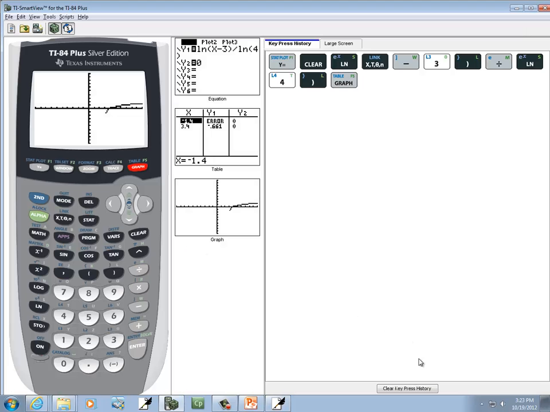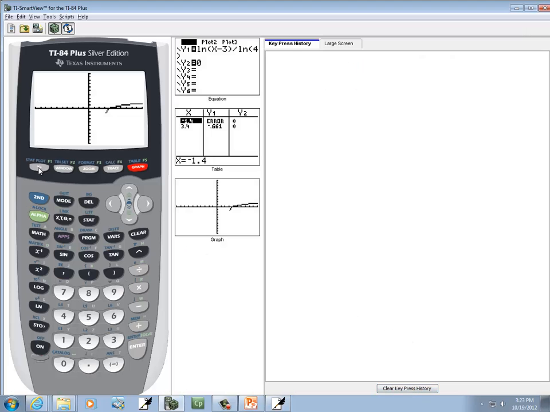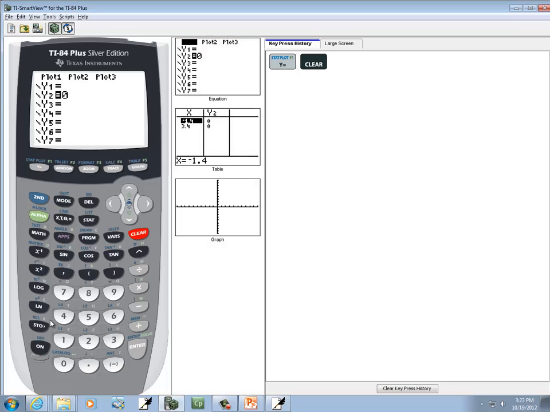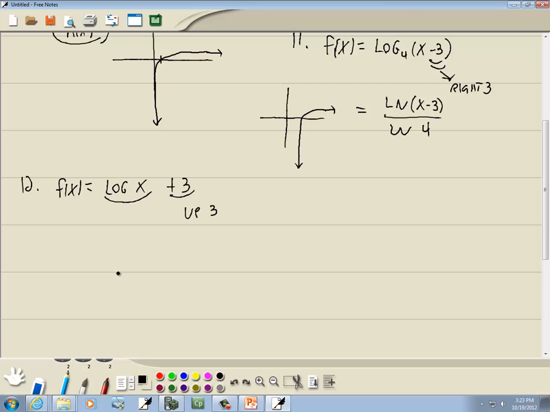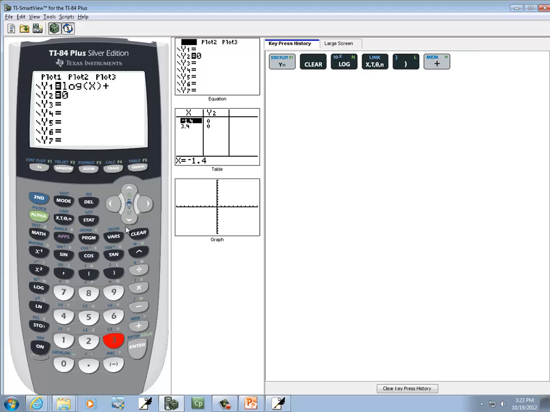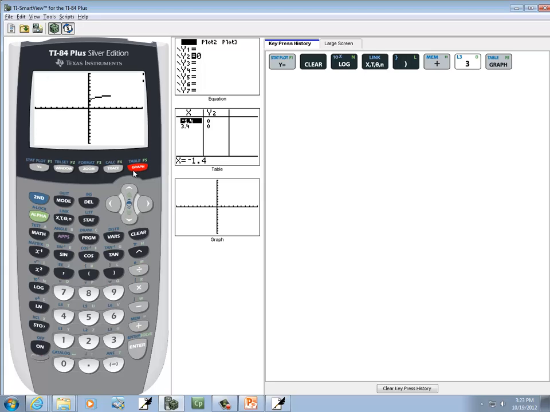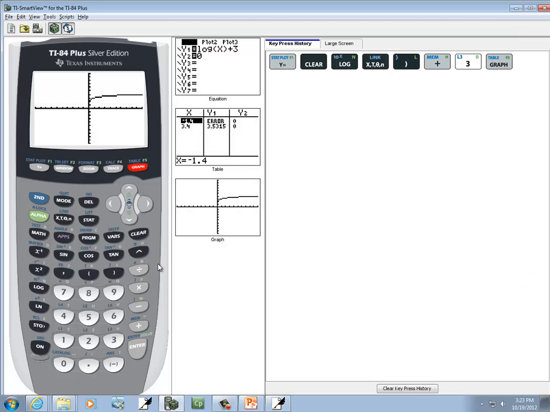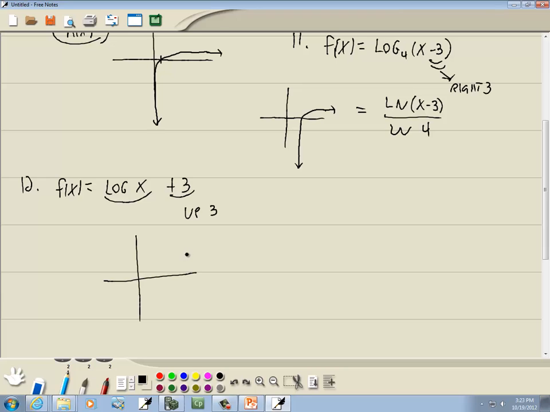So let's go graph it. I'll press y equals, clear. I've got log x, and I want to put a closing parentheses, and then plus 3 and graph. And that's somewhat our answer. It's not our actual answer, because we know they never just stop. So it goes down like this, and then keeps going forever down like that. And that's our answer.